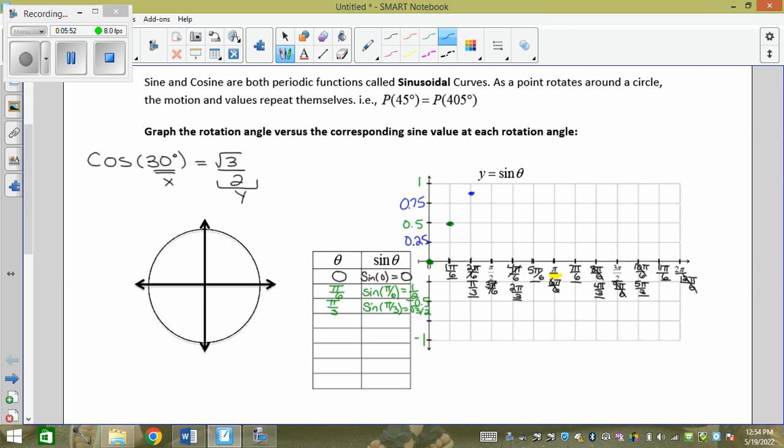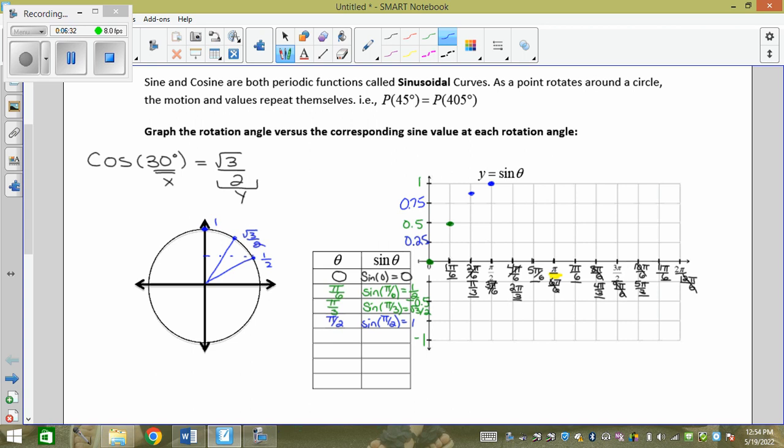My next one is pi over 2. What is sine of pi over 2? 1. So now I'm at pi over 2 and 1. And then I'm going to come back down again. Because what did I do? I went to pi over 3, and then I went to pi over 6. So sine at pi over 3 was √3 over 2, right? Sine at pi over 6 was 1/2. Sine at pi over 2 is 1. Like it's just doing the y heights, right?